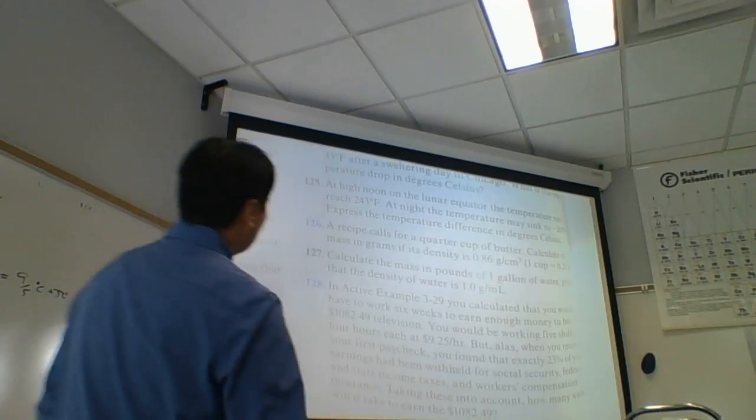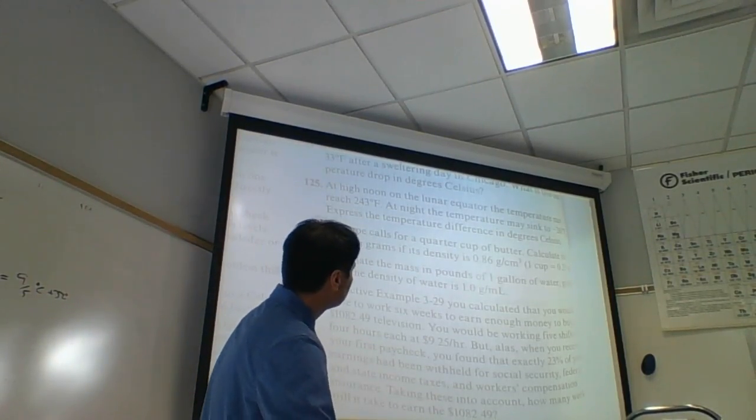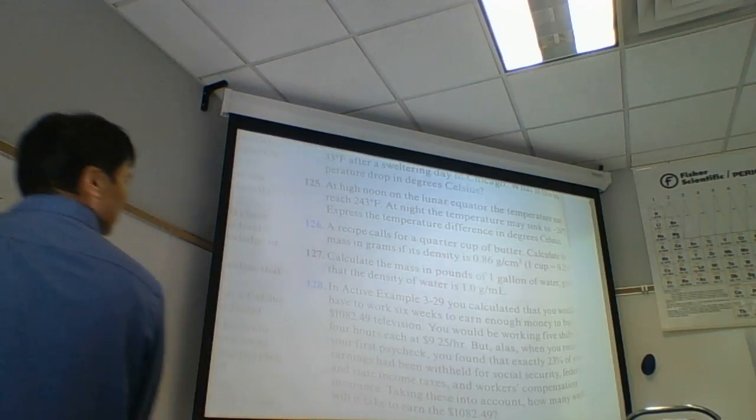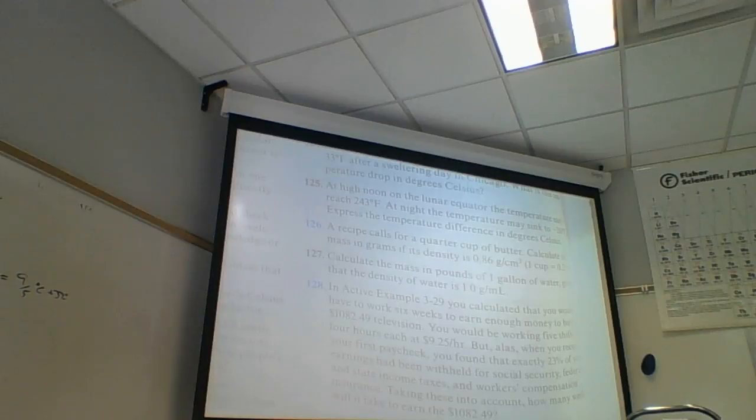Let's take a look at number 126. Maybe we'll do this one together. A recipe calls for a quarter cup of butter. Calculate its mass in grams if its density is 0.86 grams per cubic centimeter. 1 cup is a quarter quart, or 4 cups in a quart.